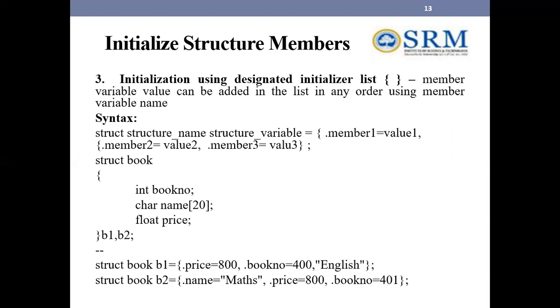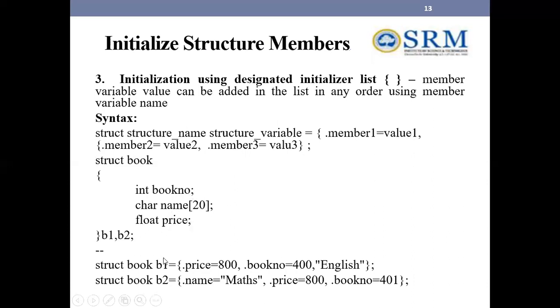And initialization using a designated initializer list. Member values can be added in the list in any order using the member variable name. For example, struct structure name, structure variable, dot member 1 equal to value 1, dot member 2 equal to value 2, dot member 3 equal to value 3. For example, book is a structure, B1 and B2 are structure variables, and book number, name, price are member variables.